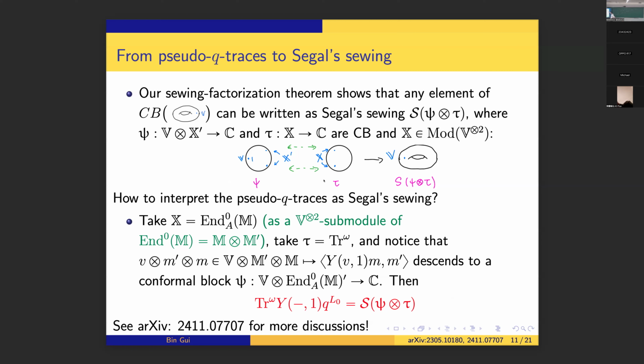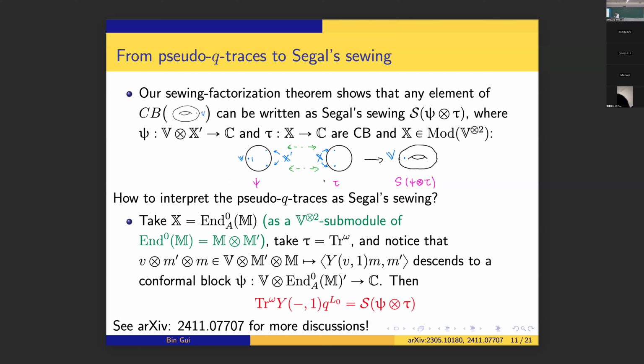On the right-hand side, I choose another conformal block called tau, associated to the sphere with 2 marked points and the module X. If you sew these two conformal blocks together by using the contraction, then according to the previously mentioned result, you will get a genus 1 conformal block. Our sewing factorization theorem will tell you that every genus 1 conformal block arises in that way. So in particular, if you construct a genus 1 conformal block using the previously mentioned pseudo-q-traces, then the pseudo-q-trace can also be realized as the sewing of some psi and some tau, or a linear combination of them. The natural question is how to give a direct realization of the pseudo-trace construction in terms of these psi and tau. And here's the answer.